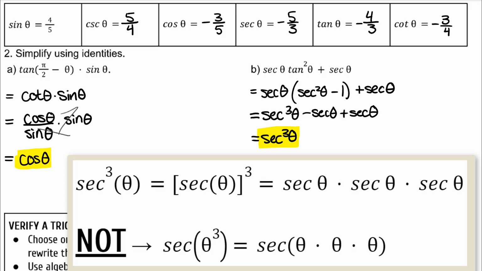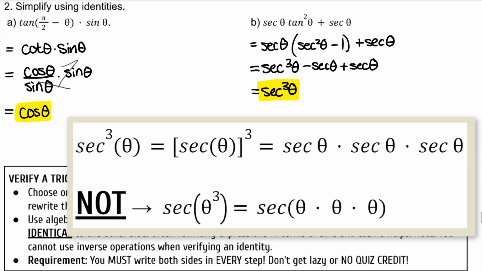Remember, we put the exponent of 3 between the trig function and the argument of the trig function so that you don't think it's secant of theta being cubed, right? This is secant theta times secant theta times secant theta, not secant of theta times theta times theta.